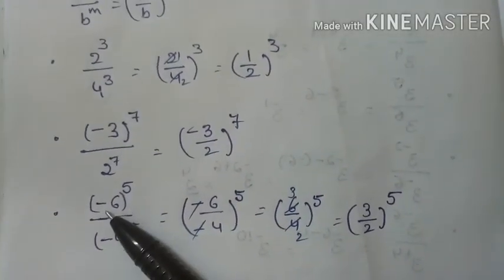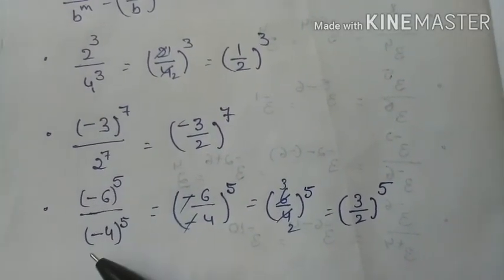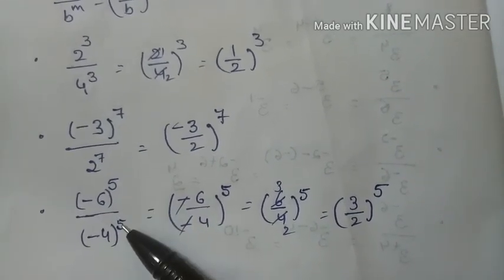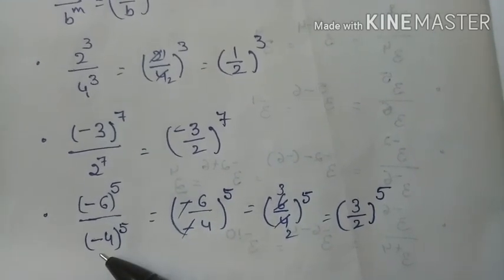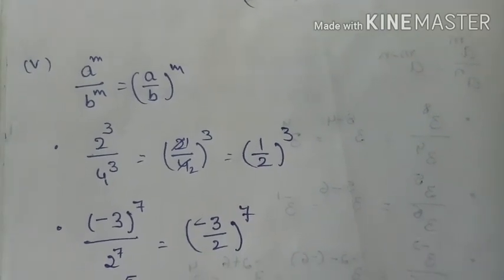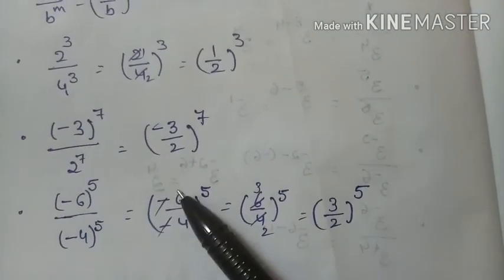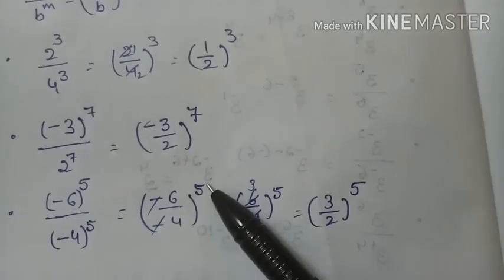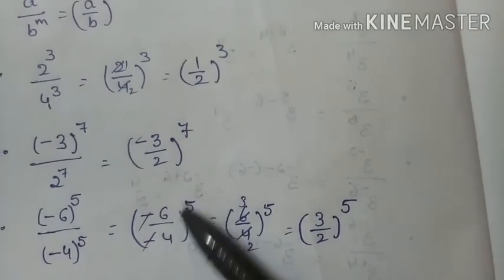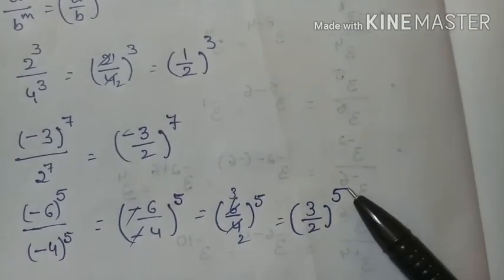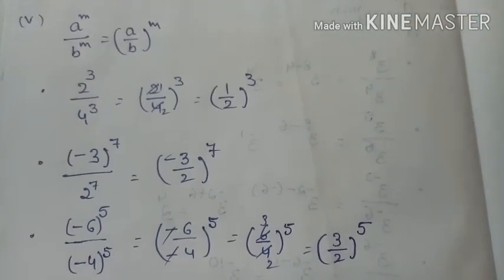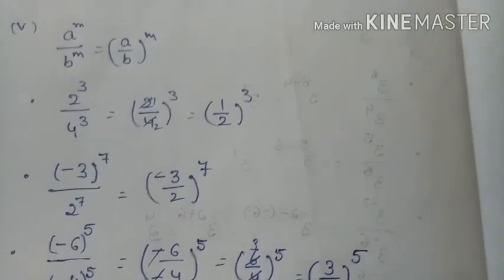Okay. Next example. Minus 6 whole to the power of 5 divided by minus 4 whole to the power of 5. So the powers, exponents, are equal. Bases are not equal. We know the formula: a power of m by b power of m is equal to a by b whole to the power of m. So here minus 6 by minus 4 whole to the power of 5. Minus minus cancel, and it is possible to cancel further. 2 3s are 6, 2 2s are 4. So 3 by 2 whole to the power of 5. Clear? So in this way we have to use the formulas.